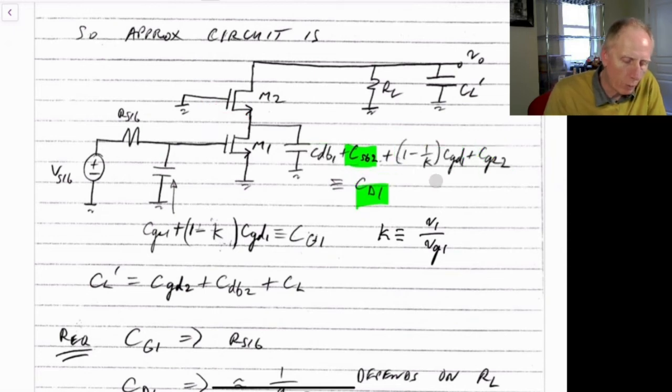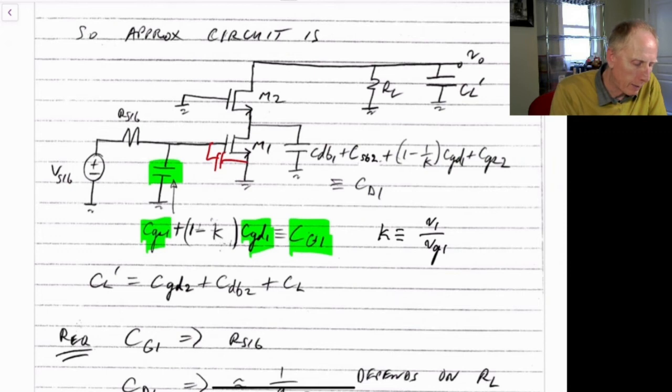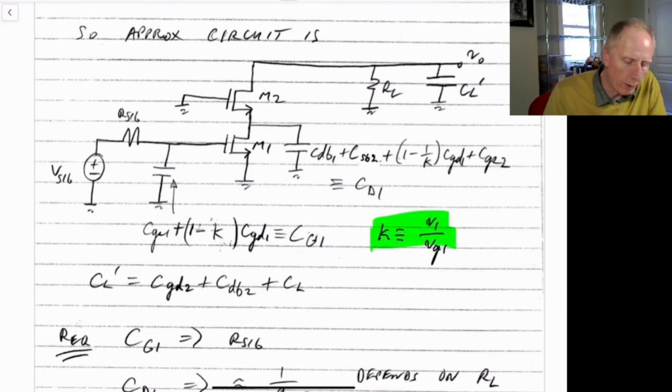So all those make up C drain of 1, and then finally we also have this capacitance here, which we'll call CG1, the capacitance at the gate of M1, and that's just going to be the gate to source capacitance of M1, which is here, plus the gate to drain capacitance with a Miller effect, where it's (1 minus K) times C gate to drain of 1, where C gate to drain of 1 is up here. But what we said is that K is V1 over V sub gate 1, and that's not a large number in this particular case. So we won't get a large Miller effect happening here.